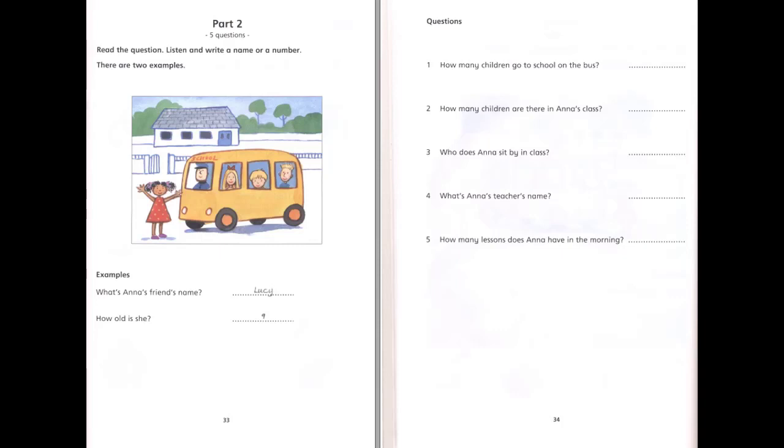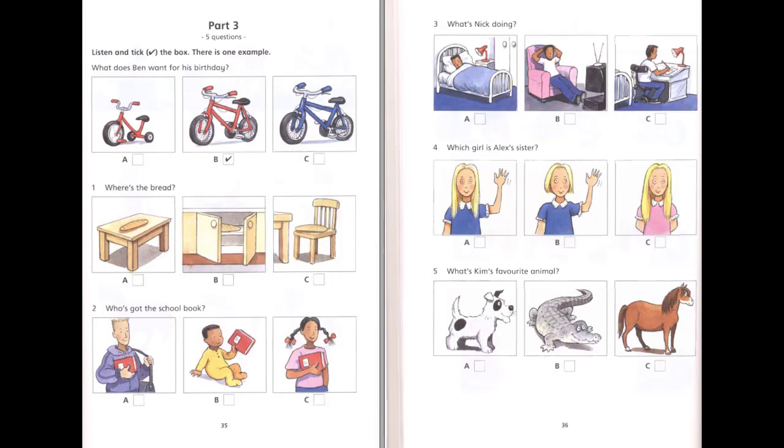Now listen to part two again. That is the end of part two. Part three. Look at the pictures. Now listen and look. There is one example.